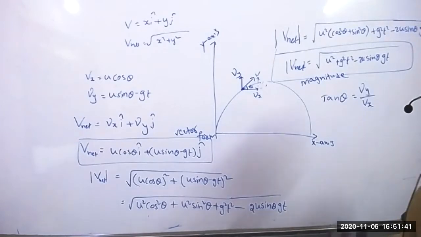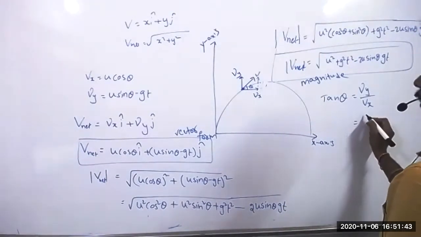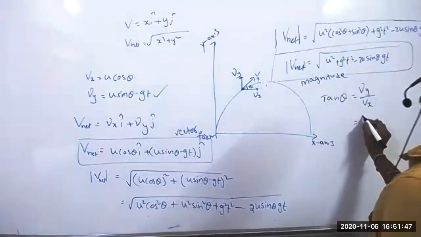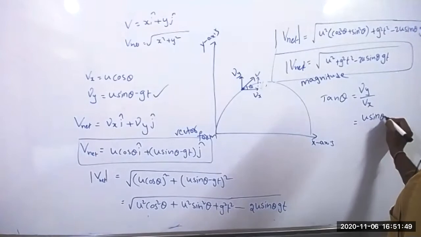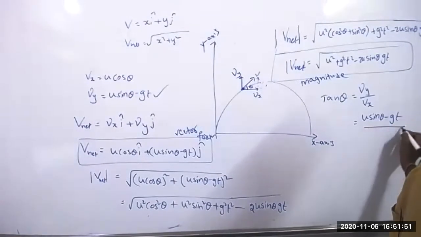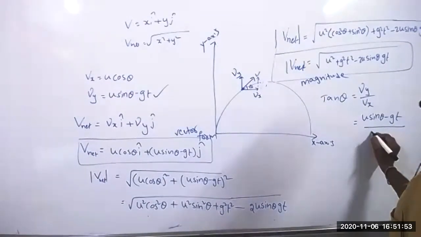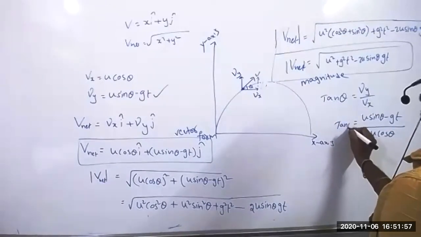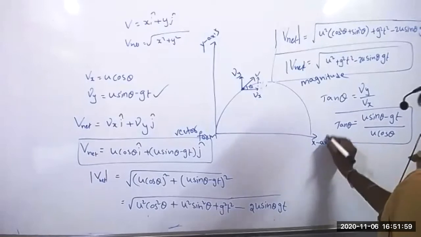So Vy, how much? U sin theta minus gt. U sin theta minus gt by Vx, which is U cos theta. That's all. It is the direction, meaning the angle, if they ask for direction.